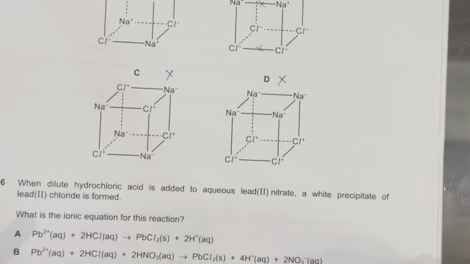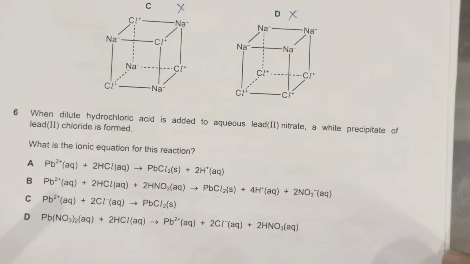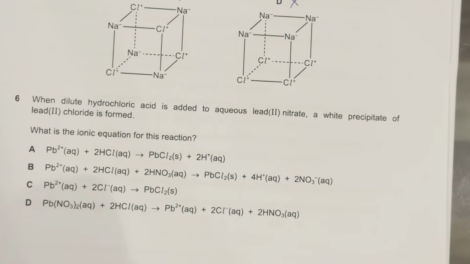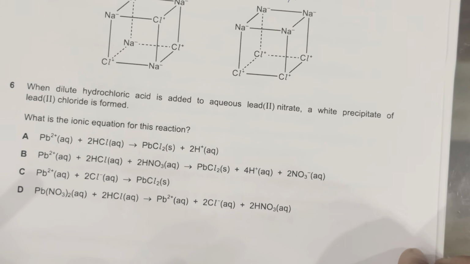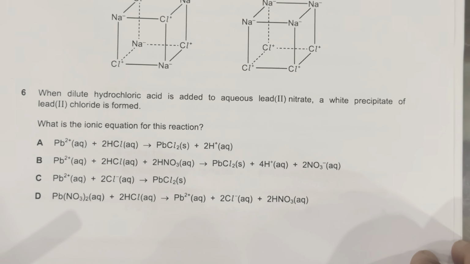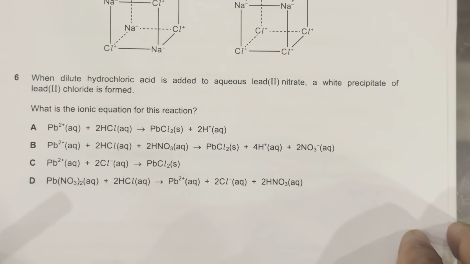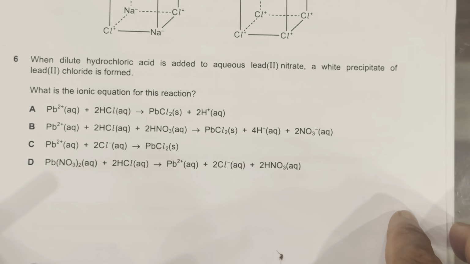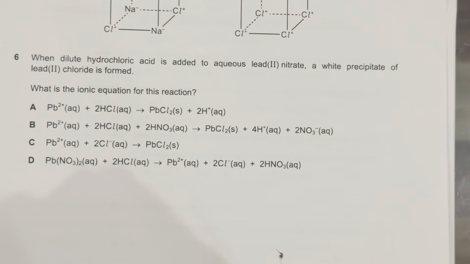Now we will move to question number 6. When dilute HCl is added to the aqueous lead nitrate, a white precipitate of lead chloride is formed. What is the ionic equation for the reaction? We need to build the ionic equation for this reaction.